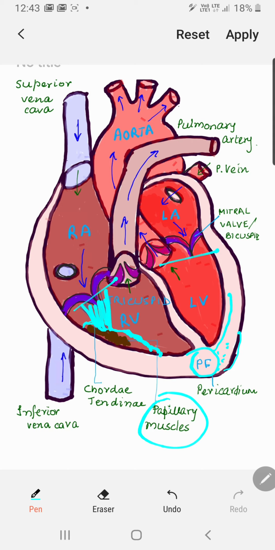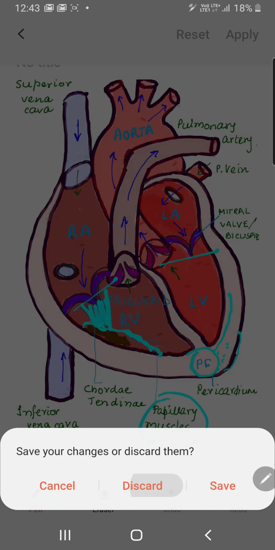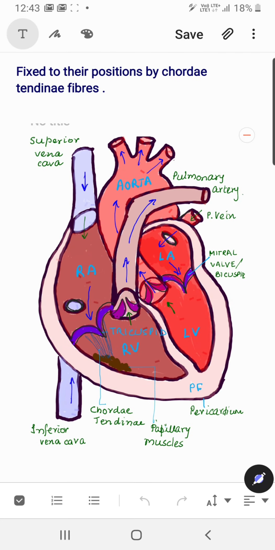Right, children? So I believe now you understand how the heart looks and what the structures are here, which side is responsible for what kind of blood. And now I am proceeding further. Just allow me.